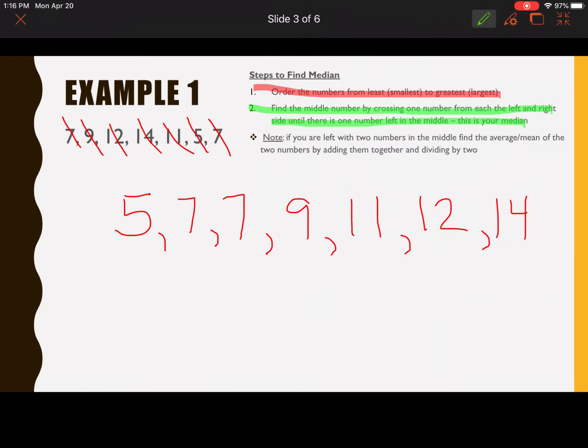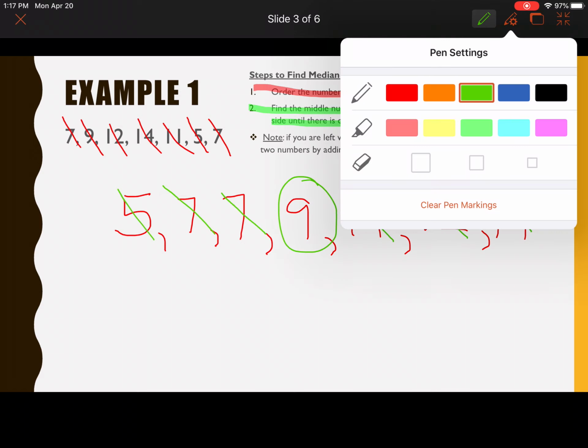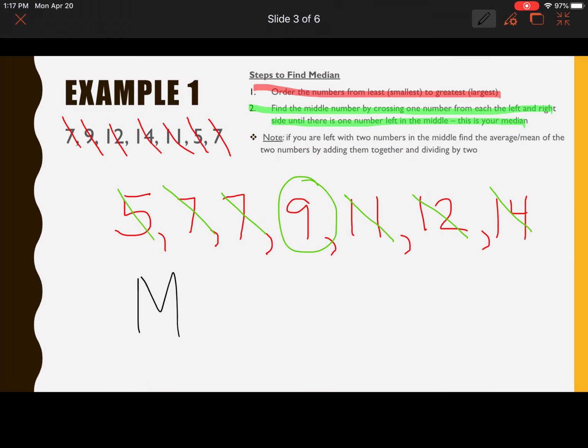So what that means is I'm going to cross off one number from each side, the left and the right. Okay, so I'm going to cross off 5 and then 14. And then I'm going to repeat that process. So I'll cross off 7, 12. And then I'll keep on going until there's hopefully one number left in the middle. So I'll cross off 7 and then 11. And then 9's the only number left. So that means 9 is our median. So the median for this example is 9.